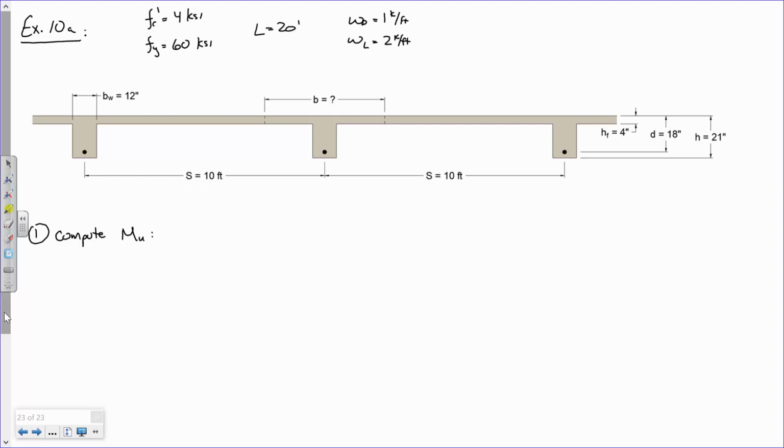Okay, how would we calculate our factored load, our WU? We take 1.2 dead plus 1.6 times live. What's the dead load? Somebody said 1 plus the self-weight, right? What's the self-weight? We haven't done that yet, right? Okay. All right.